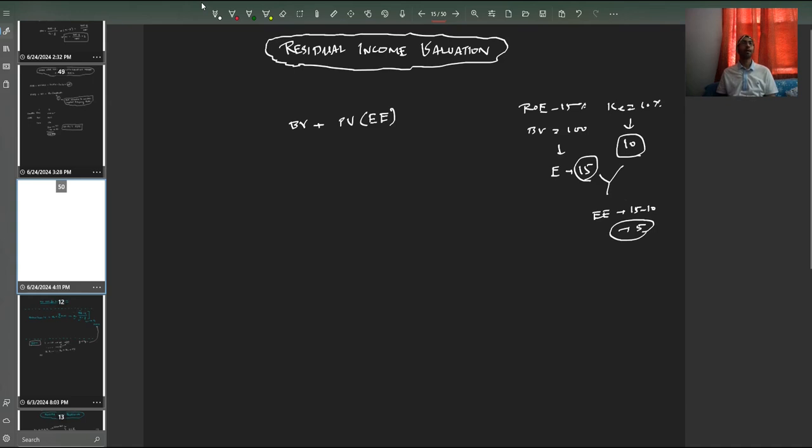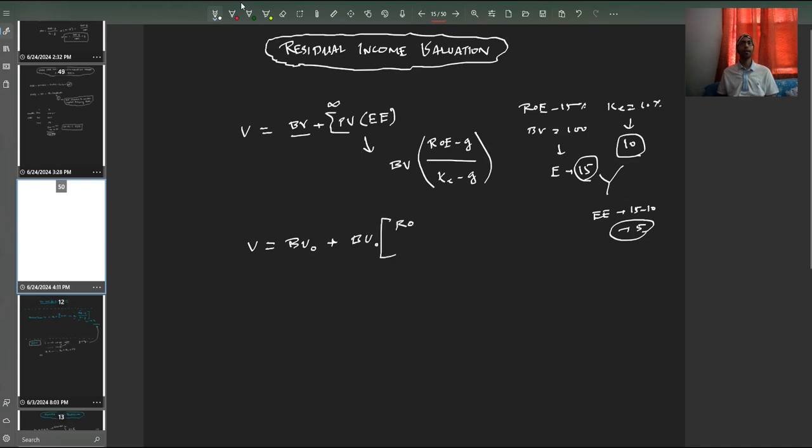So residual income valuation gives us a valuation in these terms: the value is equal to current book value plus the present value of all the excess earnings, the sum of all future excess earnings. Now, if this goes up to infinity, this expression becomes book value multiplied by return on equity minus growth rate divided by cost of equity minus growth rate, which means the value becomes book value at 0 plus book value at 0 multiplied by return on equity at 1 minus long-term growth rate divided by cost of equity minus long-term growth rate. This is our expression, friends.